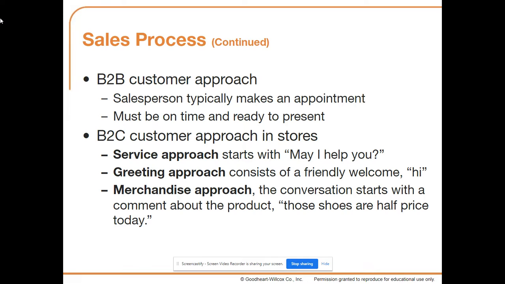Or same thing with like a pharmaceutical sales rep. They're going to go into a doctor's office, but they're going to make an appointment to make sure that they're coming at a time where they don't have a lot of patients. When you do come in, you must be on time and ready to give your presentation. Much different than a B2C customer approach. This is a little bit more off the cuff.